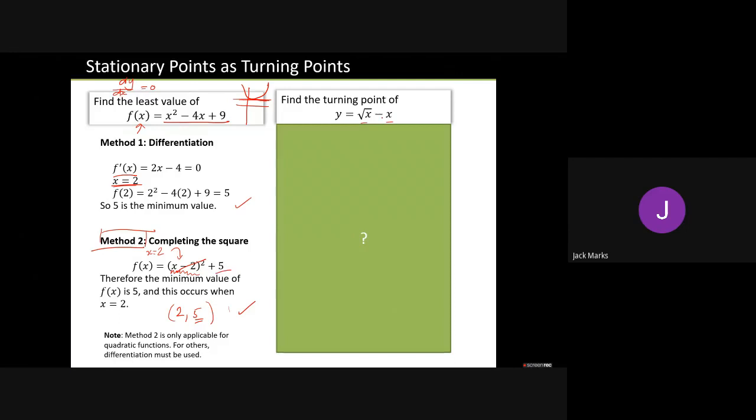I don't really know what this will look like, but I do know that when you differentiate it, so that's x to the half. I wouldn't do this in my head normally, so let's do x to the half. If I differentiate, I'll get half x to the minus a half, and then minus 1. And I know that if I set that equal to 0, I will be able to find an x value that will tell me the turning point.